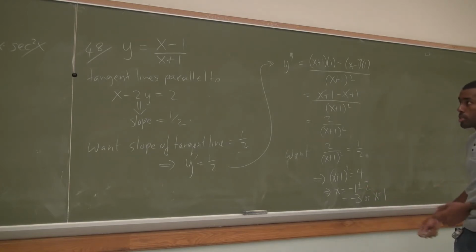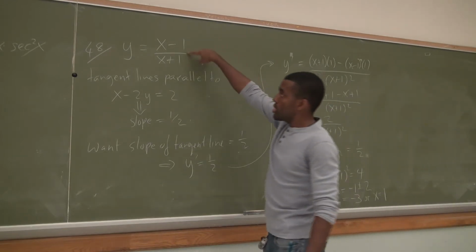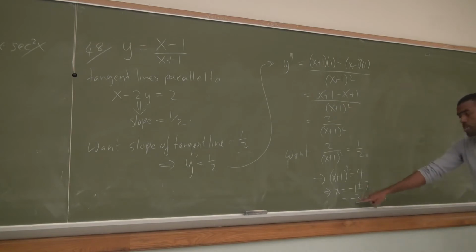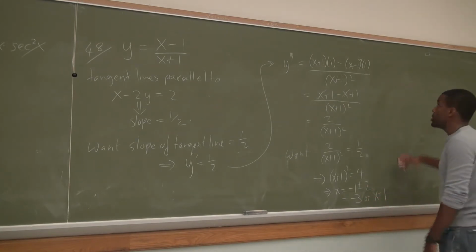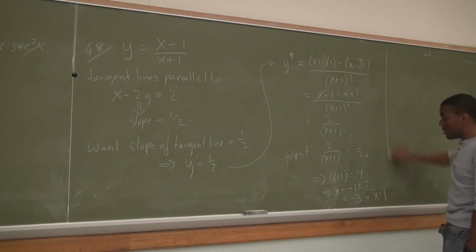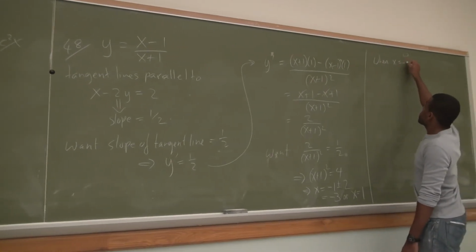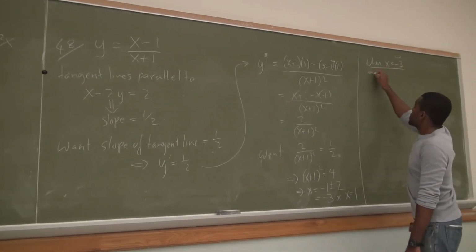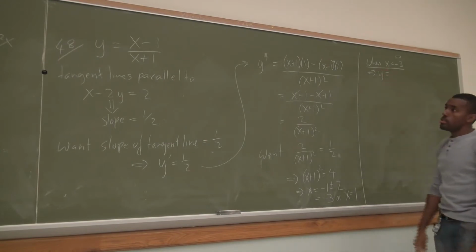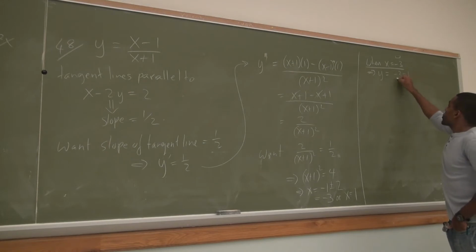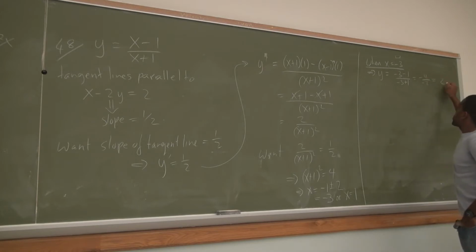So there are two options, right? The tangent lines to this curve will be parallel to this at two possible x values, either minus 3 or 1. So you'll have two tangent lines here that do the job. So when x equals minus 3, this means your y value would be what? Minus 3 minus 1 over minus 3 plus 1. This is minus 4 over minus 2, which is 2.